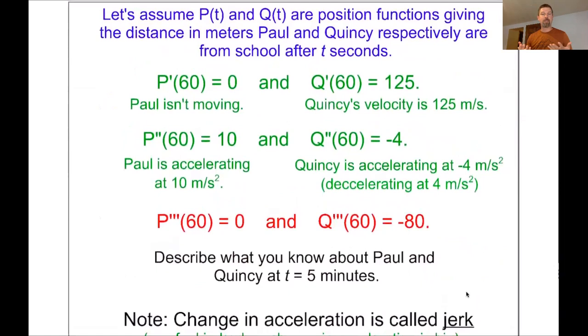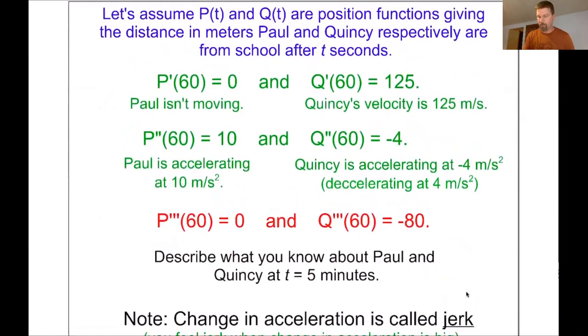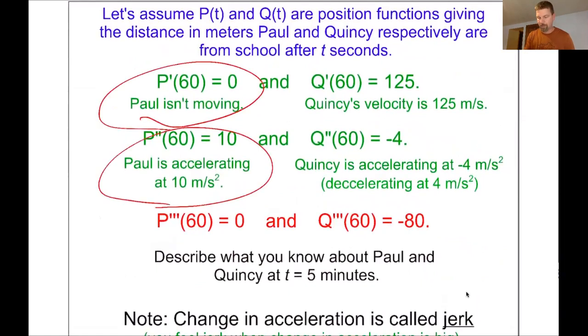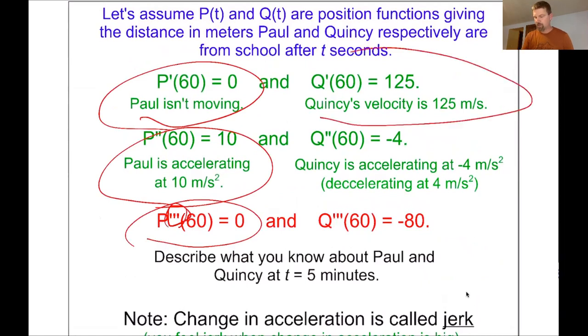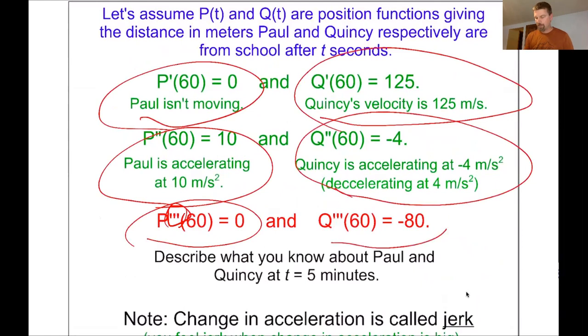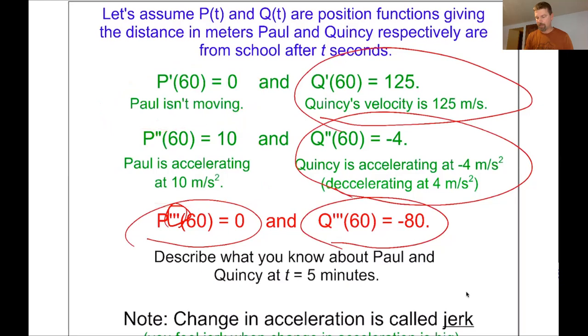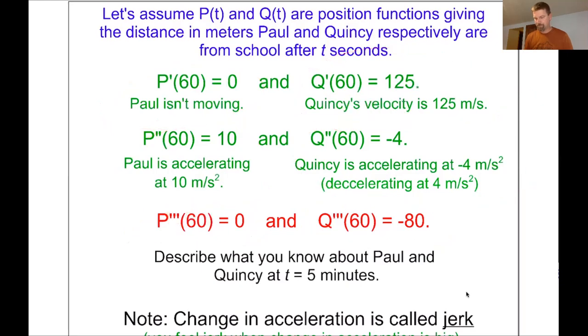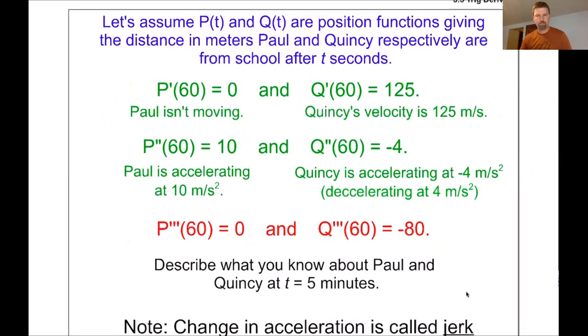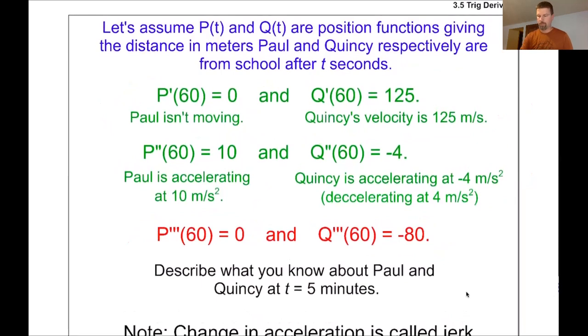All right, same information we knew before. Paul isn't moving, though he is accelerating. Now P triple prime is 0. We haven't talked about that triple prime and what that is, but see if you can figure it out. Same thing here, Quincy's moving forward. He's decelerating, he's slowing down, but Q triple prime is -80. So think about what that would mean.